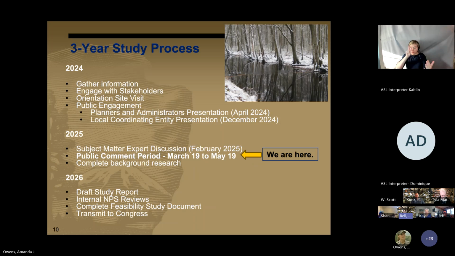And then the Park Service's role for the time being will be done with this study. It is, as Elisa mentioned, up to Congress to pass legislation to designate a national heritage area. So we are just gathering all the information, hopefully so Congress can make an informed decision. Next slide.